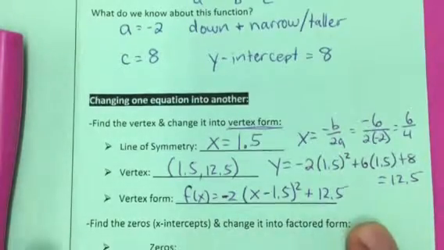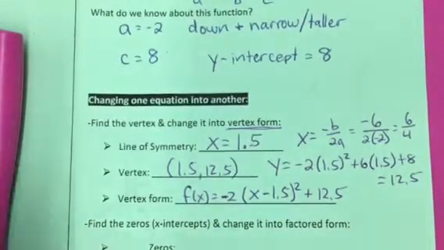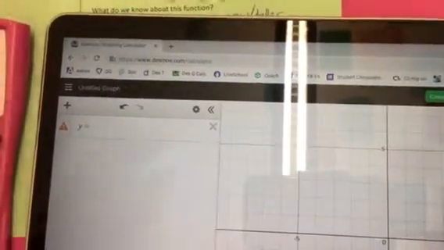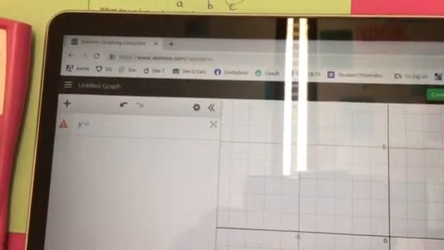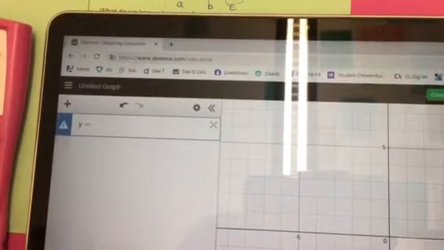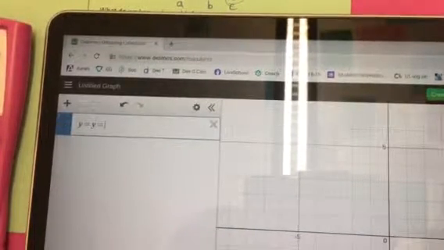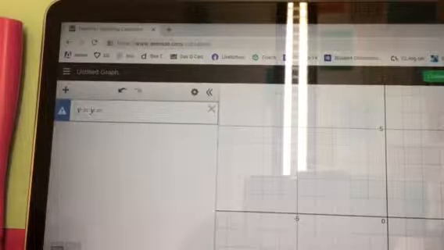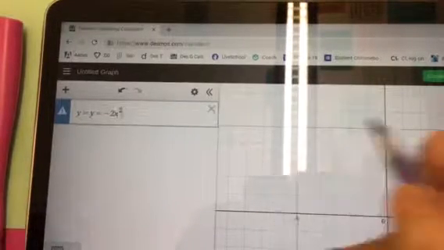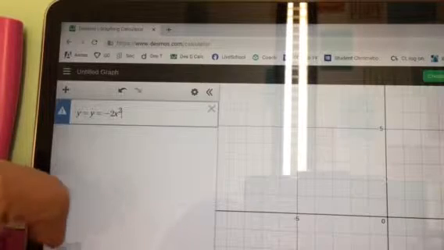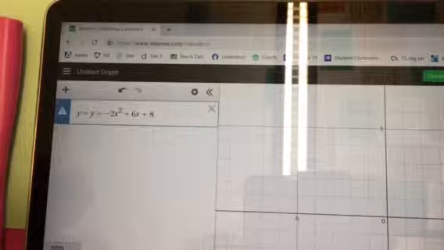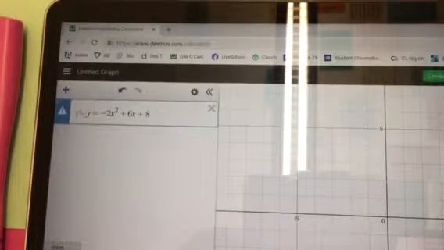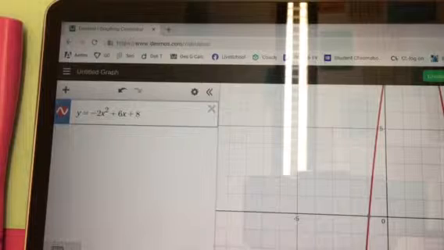Now they want us to find the zeros. Well, I'm going to use Desmos for that. So here we go. Bring up Desmos. Zoom out a little bit. Keep track of this. Y equals negative 2x squared plus 6x plus 8. Oh, got a couple extra y's in here. All right.